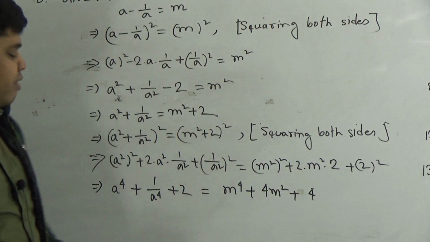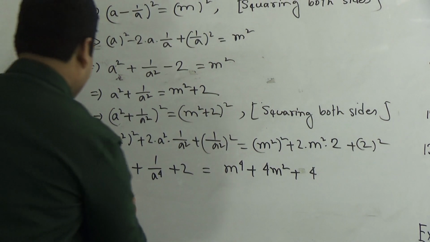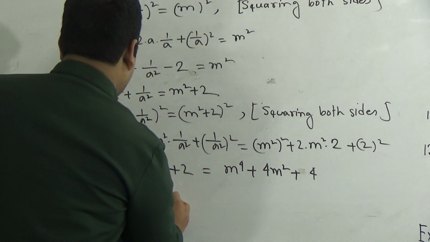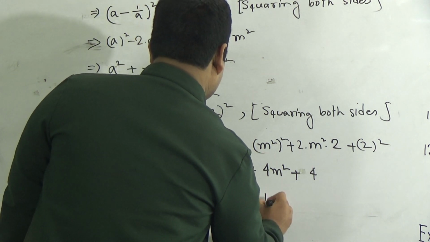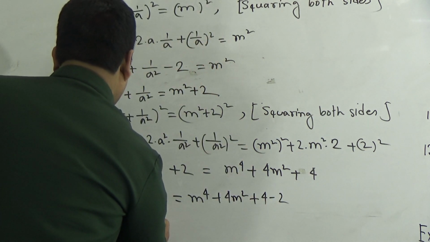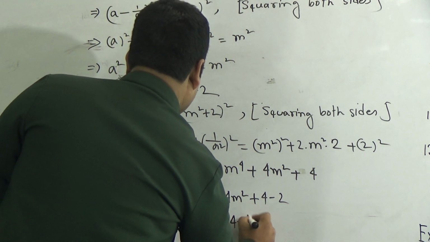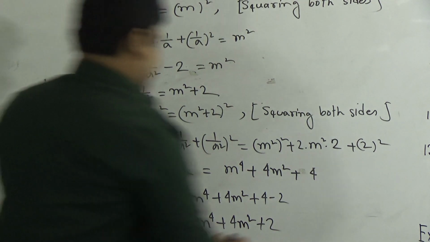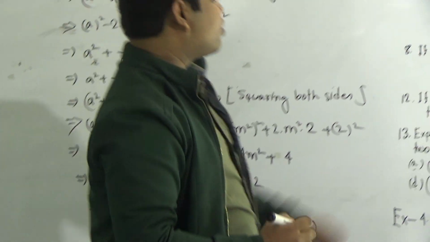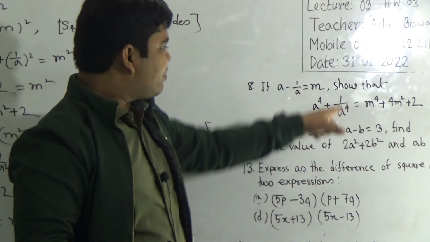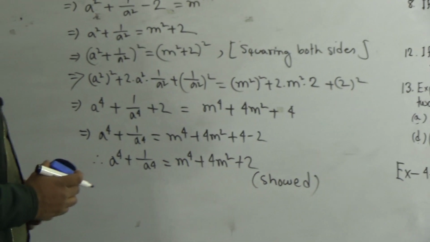We need the value of a to the power 4 plus 1 by a to the power 4 only. So change its position and go to the right hand side. That means a to the power 4 plus 1 by a to the power 4 equals m to the power 4 plus 4m square plus 4 minus 2. So a to the power 4 plus 1 by a to the power 4 equals m to the power 4 plus 4m square plus 2. As our proof is done, we write here showed, because the question asks us to show that. If the question asks you to prove that, then you write proved. Question number 8 done.